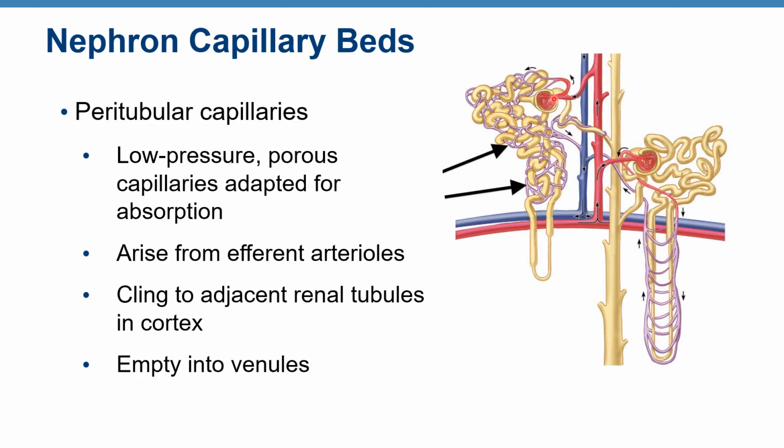Now, the efferent arterioles then branch into capillaries. So you see all these pinkish lines. This is called peritubular capillaries. Peritubular means around the tubule. And they have low pressure, porous capillaries adapted for absorption, arise from efferent arterioles, and they cling to adjacent renal tubules in the cortex and empty into venules. Right, so that's peritubular capillaries.